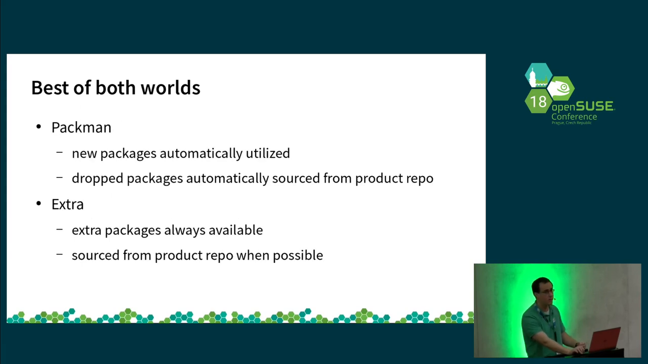So we automatically utilize new packages when they're added to Packman. If there's some package like Blender that comes out with a new feature and it can only be compiled in Packman, then we automatically switch to that. And when they're dropped, everything behaves basically the way you want. And extra repos, the ones of lower priority, are basically only utilized when you have to.